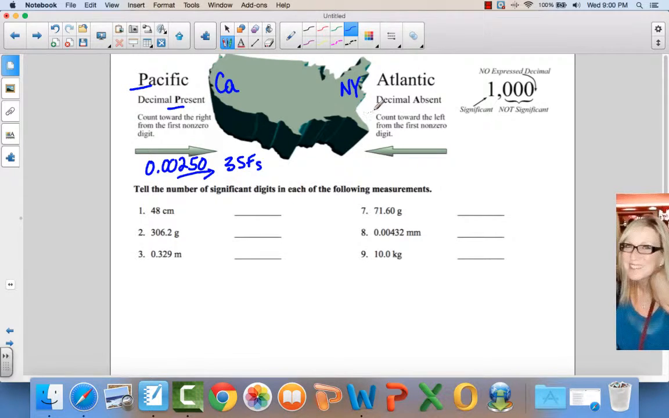Atlantic rule. Atlantic means decimal is absent. So we're going to go to the right side of the value, and we are going to find the first non-zero digit, which is 4, count it and everything in front of it.